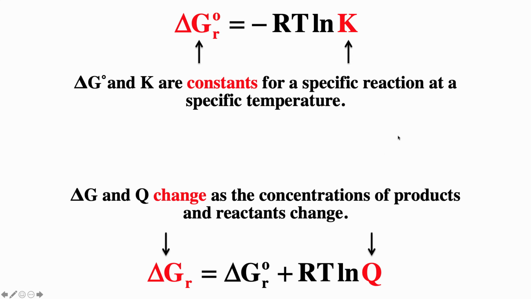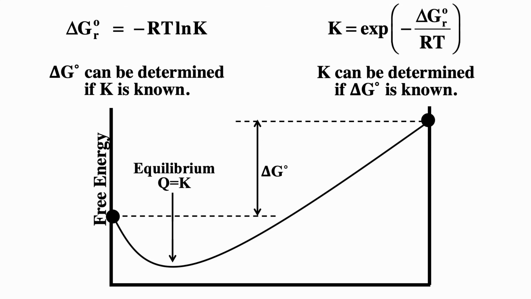Now it's kind of cool. If we look at this equation, remember K is a constant for a specific reaction at a specific temperature. Delta G naught is also a constant for a specific reaction at a specific temperature. So these guys do not change unless you change the temperature or the reaction. Now if we look at this equation down here, we saw Q changes as the reaction proceeds, and so that means delta G also changes as the reaction proceeds. And so delta G naught is again products minus reactants, and delta G non-standard is just the slope of this line.